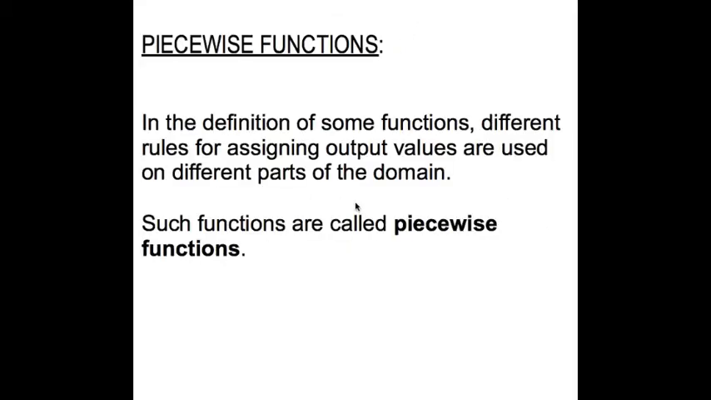In this section, we're talking about a library of functions. So we're talking about different types of functions that we can use in algebra. So the next type I want to discuss is what's called a piecewise function. In the definition of some functions, different rules for assigning output values are used on different parts of the domain. Such functions are called piecewise functions. So what that's telling us is that we're going to take pieces of different functions and put them together to create the function that we want to use for a certain situation.